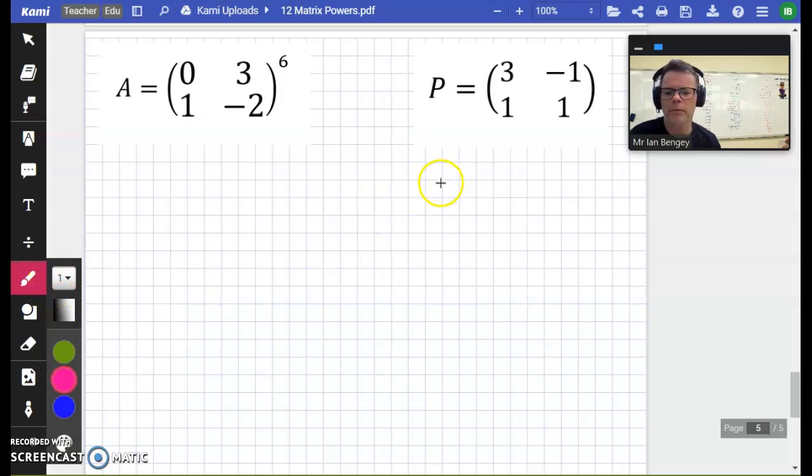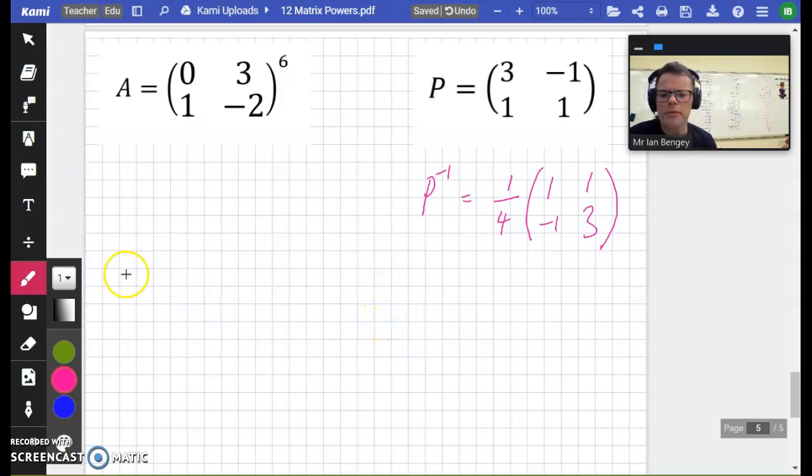First of all, we need to find the inverse of P, which we can do. It's the product here, 3 times 1 minus 1 times negative 1, so the determinant is 4. So it's 1 over the determinant, and then we switch these positions, and we take the negative of these two. So there's the inverse of P.